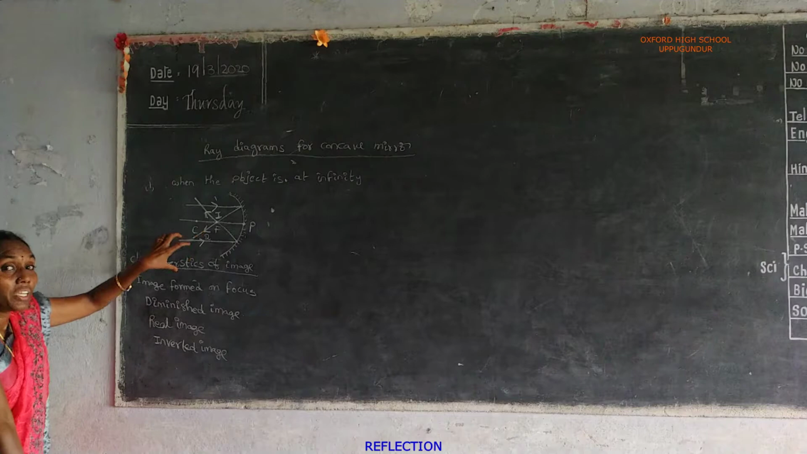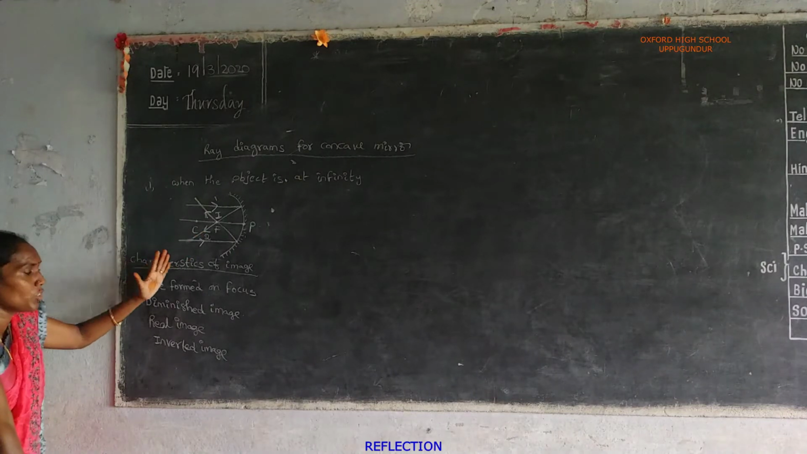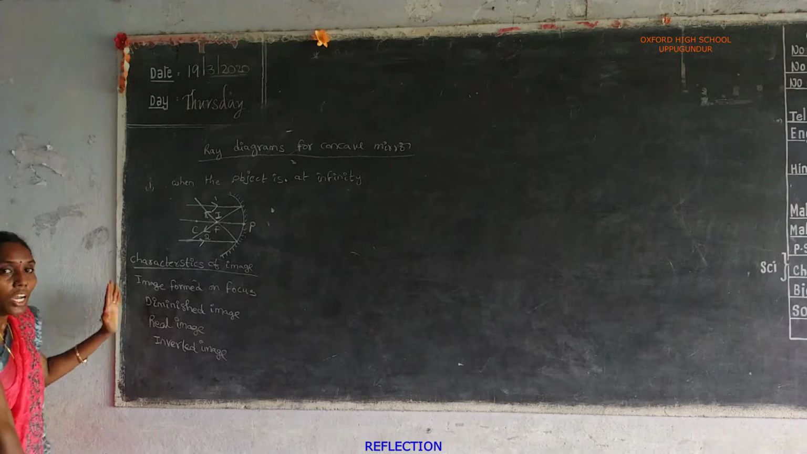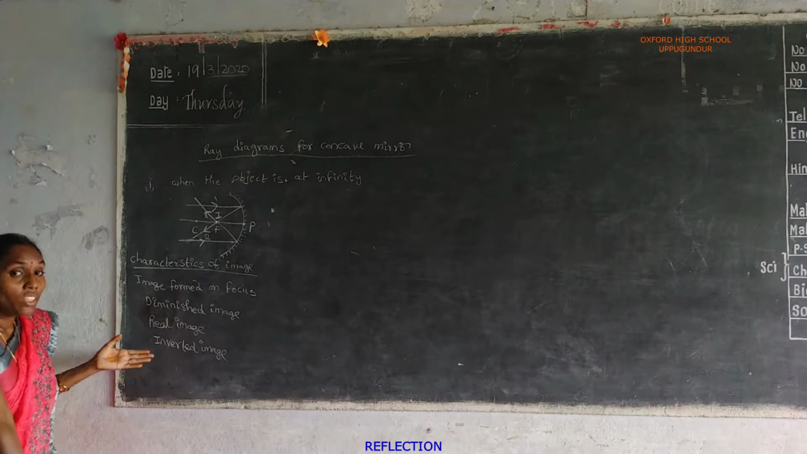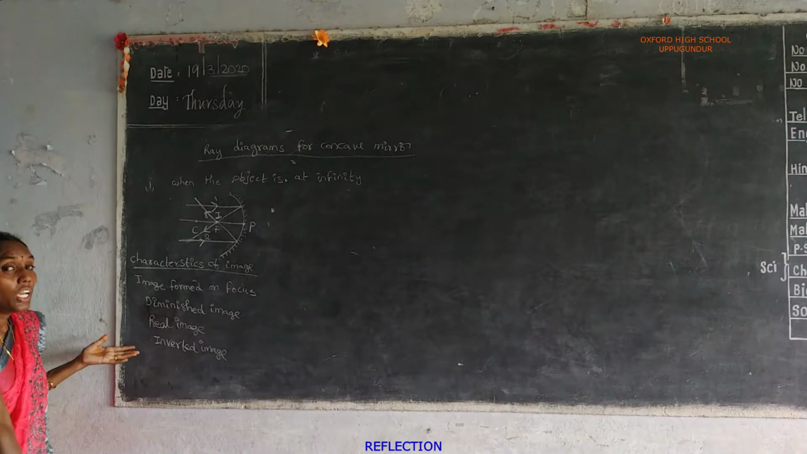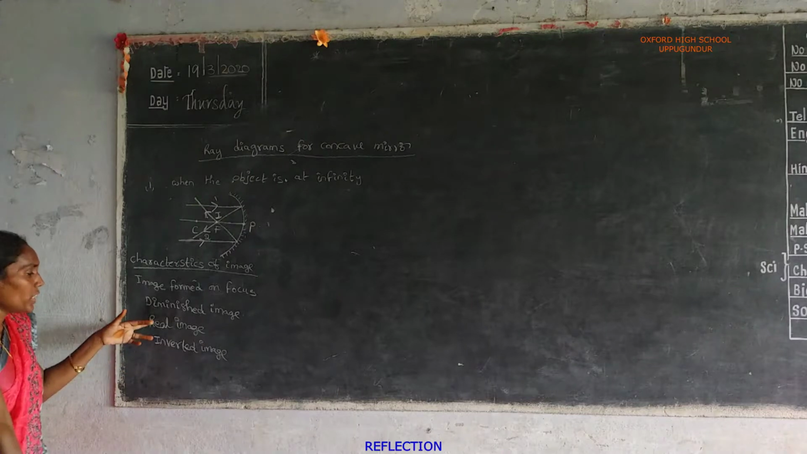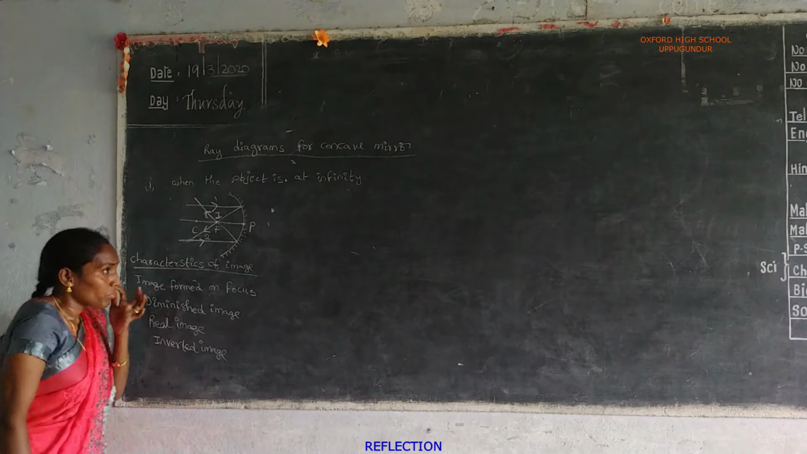This image can be captured on the screen, so it should be called a real image. A real image is always inverted. With the help of the spoon, we can easily differentiate and identify the real image and the virtual image. Okay now?